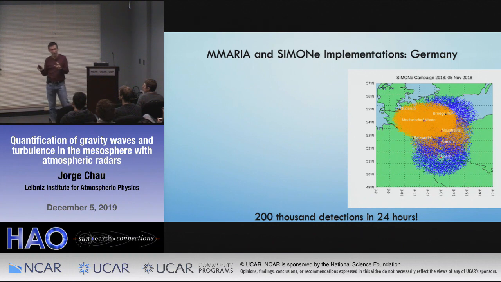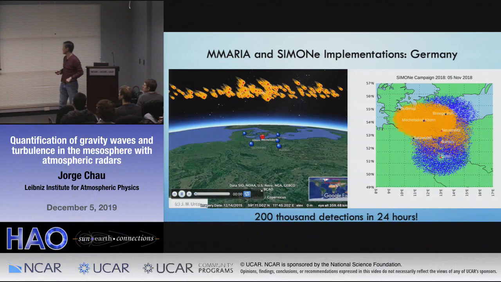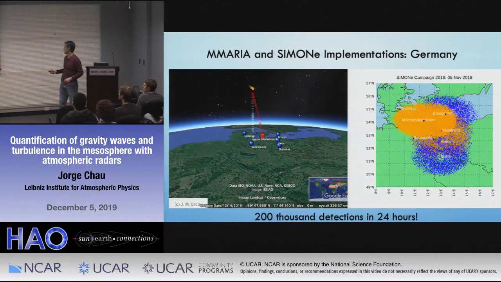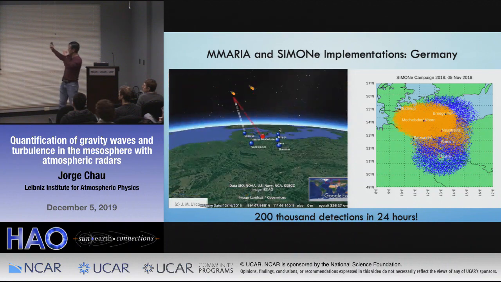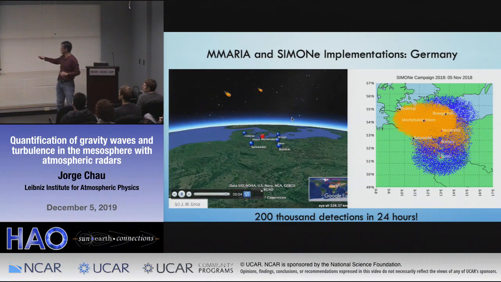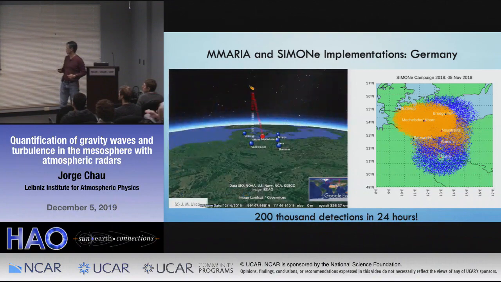These 200,000 allow us to have more samples of this volume of 300 kilometers, or plus or minus 200 by 30 kilometers in altitude. That is in the sketch. Basically, we transmit and we receive in different places, with different receivers. That is the blue. So we can triangulate and observe this part of northern Germany.